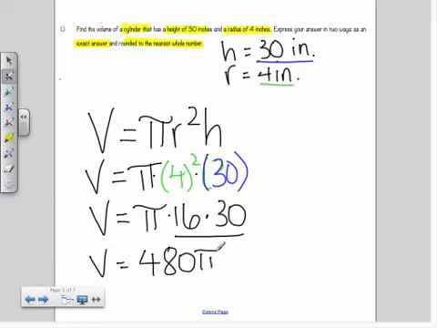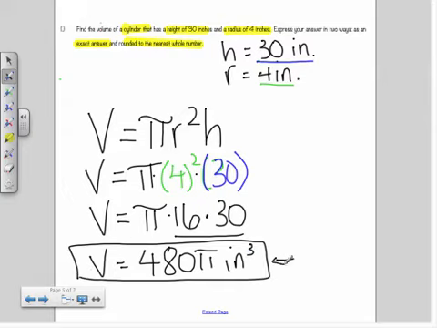Remember, I don't want to multiply out by pi because if I do, I'm eventually going to have to round, because there's no way that I could write out every single possible digit for this answer. So my answer right here would be 480 pi inches cubed because it's a 3-dimensional figure, and that's my exact answer. So I want you to label that this is the exact answer.